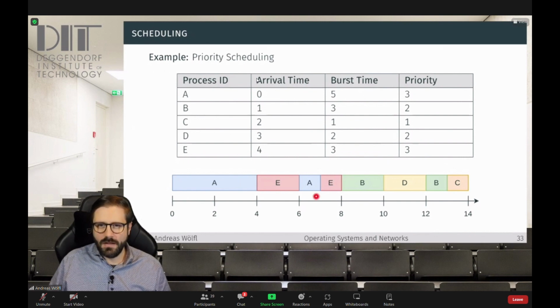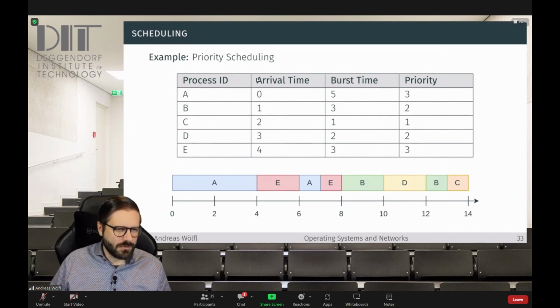Example. Again, A, B, C, D, E, again arriving at 0, 1, 2, 3, 4. The first times are also the same, but for priority scheduling to work, we need to assign a priority to each process. So we have an additional column with the priority, and process A has the highest priority, priority 3. B has priority 2, C has priority 1, D 2, E also 3. So how does the schedule look, as you see on the slide here?